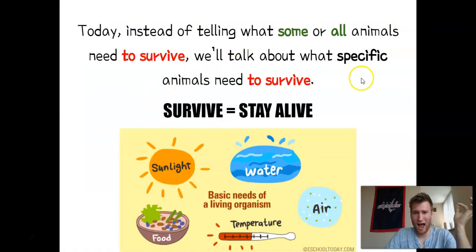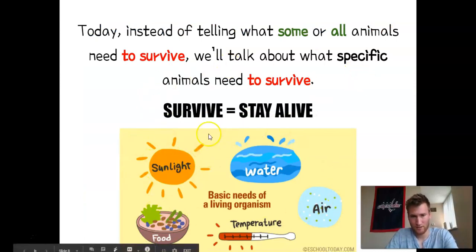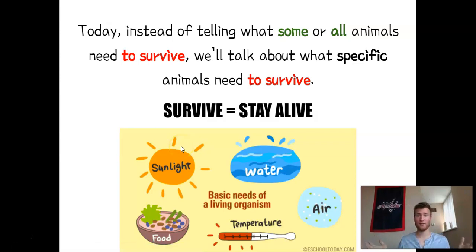Before we do that, though, I actually want to talk about this box right here. All animals need sunlight, water, air, and food to survive. They also need shelter. All animals need that, and today we're going to talk about what specific animals need to survive. So a giraffe needs different food than a lion to survive. A giraffe can eat leaves from tall trees, and a lion hunts other animals and eats meat to survive. So you could say giraffes need leaves to survive, but lions need meat to survive.